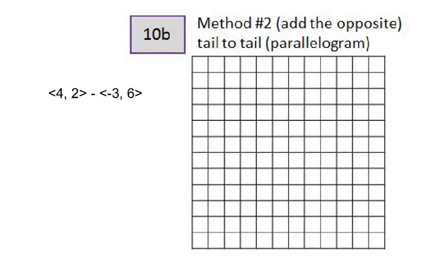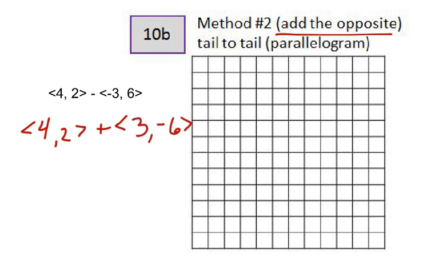So method number 2, we're going to take the same problem and we're going to add the opposite. So first I'm going to write that as adding the opposite. Change the -3 to a +3, the 6 to a -6. And now we're going to do the method tail to tail. So we're going to start somewhere and go 4, 2. And then we're going to start at the same place and 3, -6. Okay, since we're adding and we're doing tail to tail, that means parallelogram.